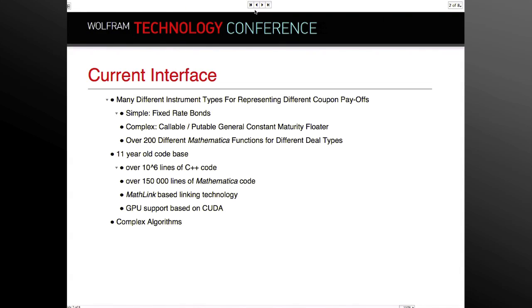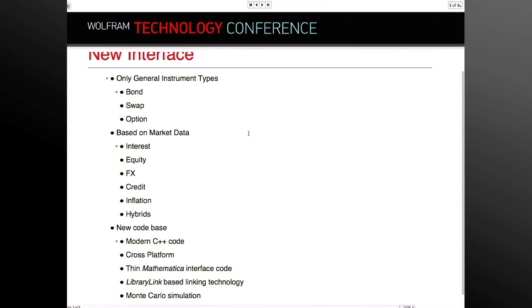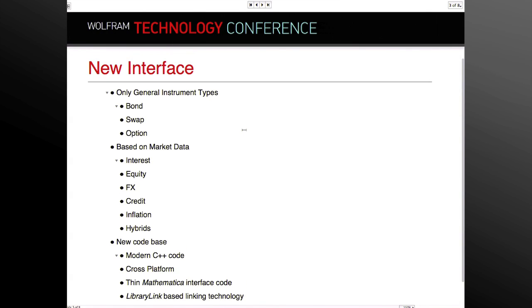And we now translate the ideas that Michael talked about to Mathematica. In the new UnRisk, we will only have 3 general instrument types. We'll have a bond, we'll have a swap, we'll have an option, and instead of having different types, we will have programmable coupon functions. And you will be able to program these coupon functions in Mathematica.